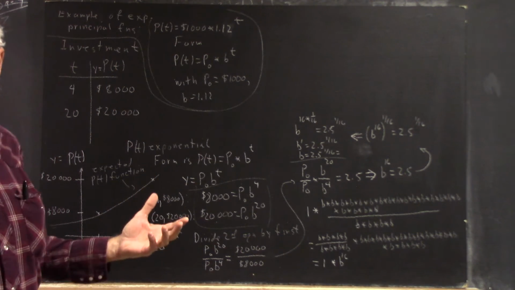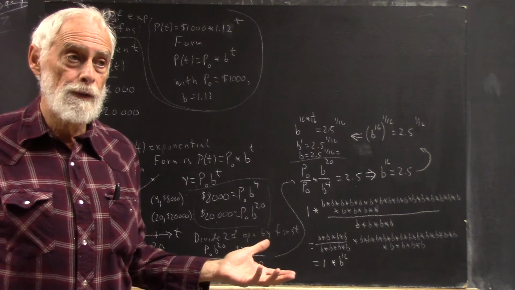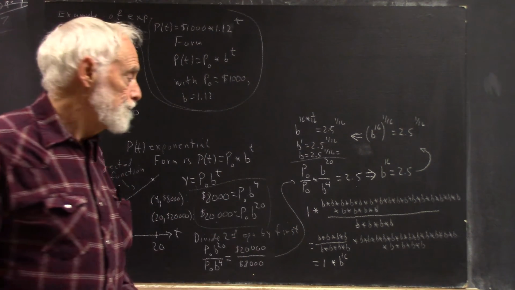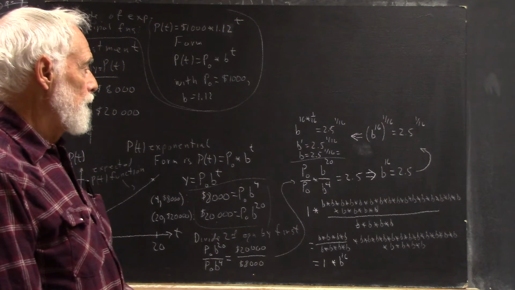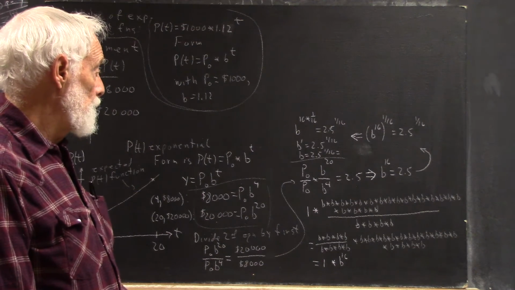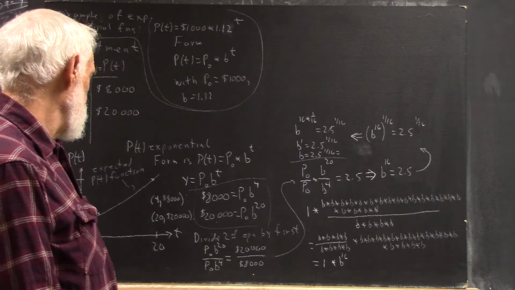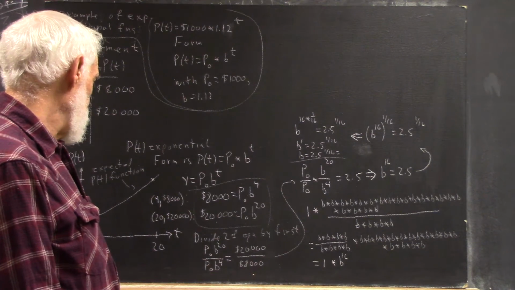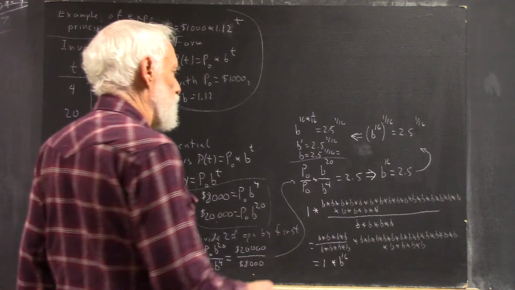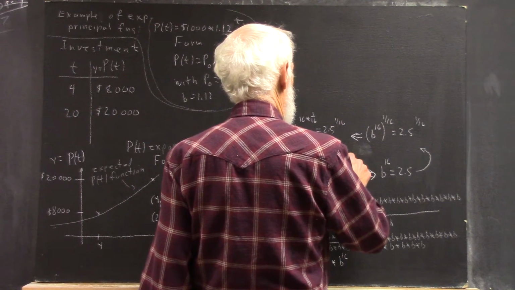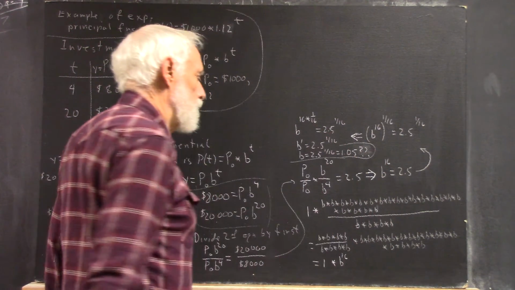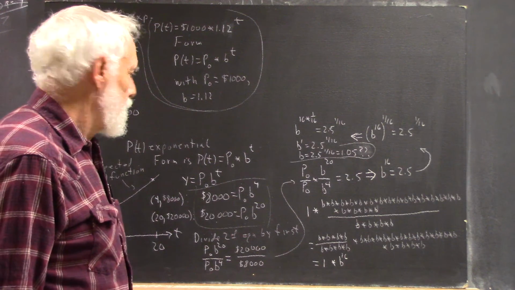But as I told you from the very first day of class, you have to know the laws of exponents and know how to use them. If you don't, get help. And 2.5 to the 1/16, let's see, doubling time here is about maybe 14 years, 12 would be 6%, maybe 1.05. And your calculator will tell you the result.